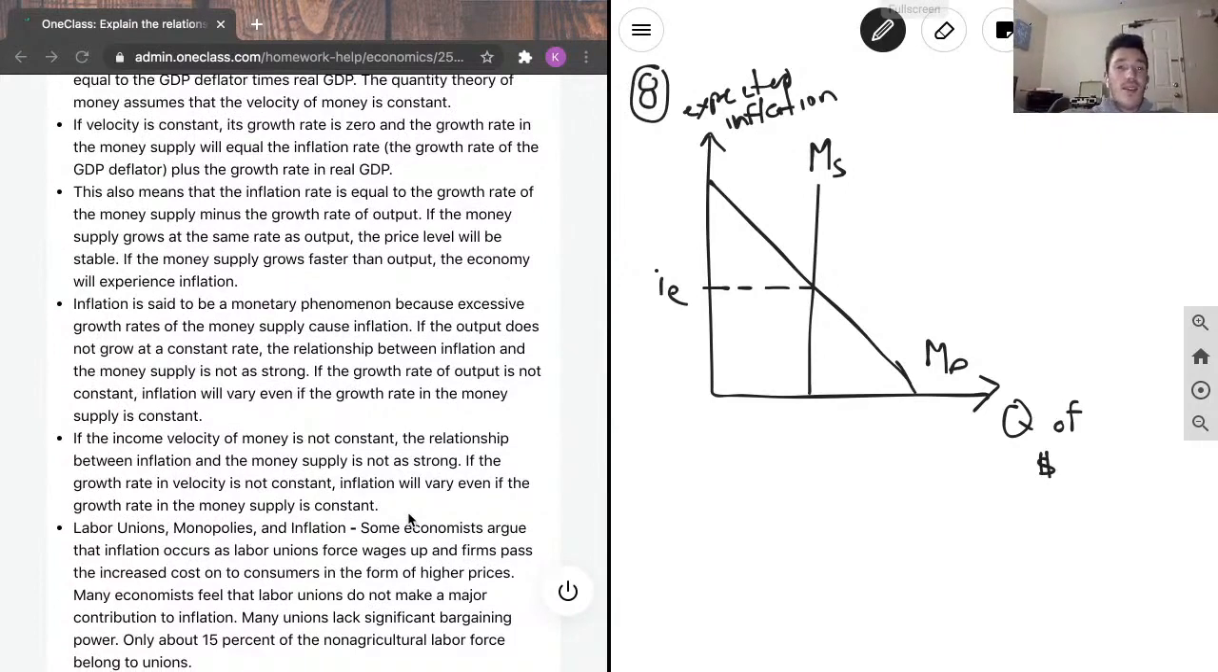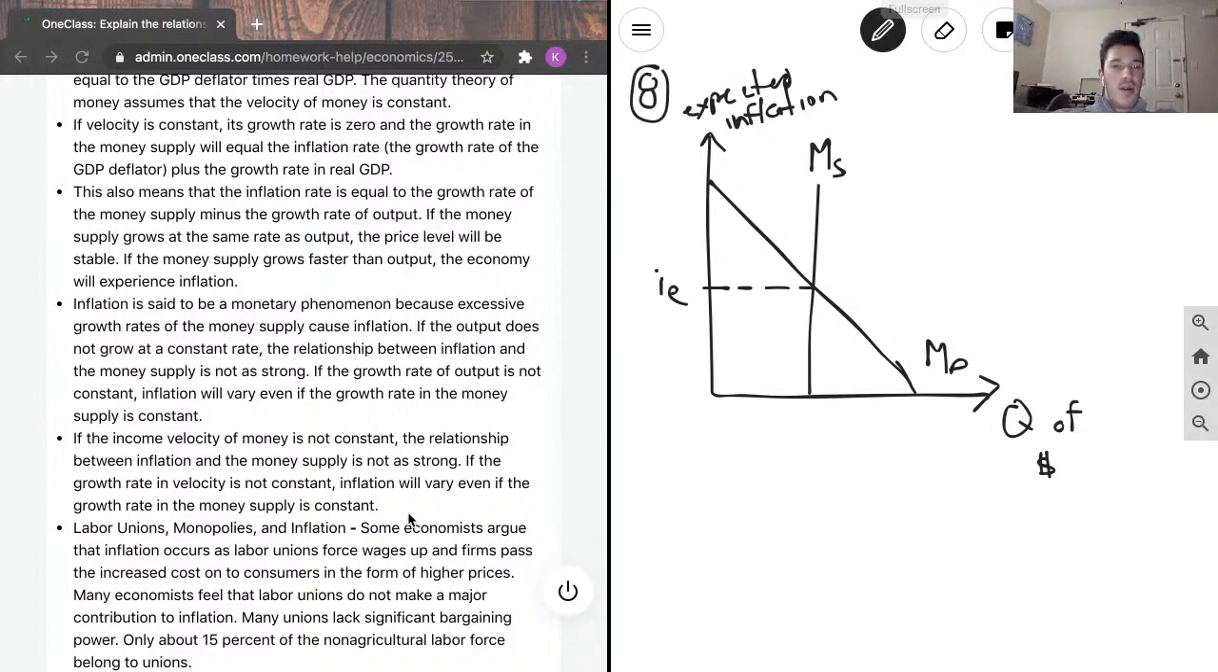If velocity is constant, its growth rate is 0, and the growth rate in the money supply will equal the inflation rate plus the growth rate in GDP. This also means that the inflation rate is equal to the growth rate of the money supply minus the growth rate of output. If the money supply grows at the same rate as output, the price level will be stable. If the money supply grows faster than output, the economy will experience inflation. Inflation is said to be a monetary phenomenon because excessive growth rates in the money supply cause inflation.